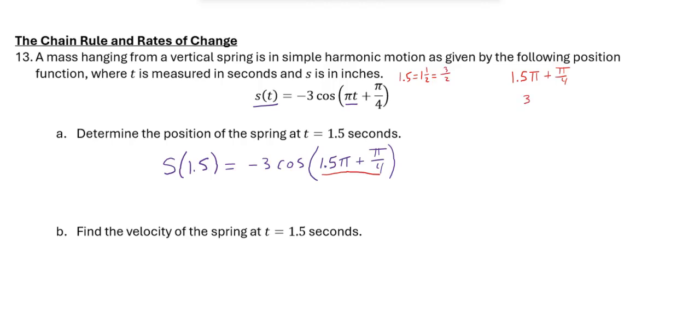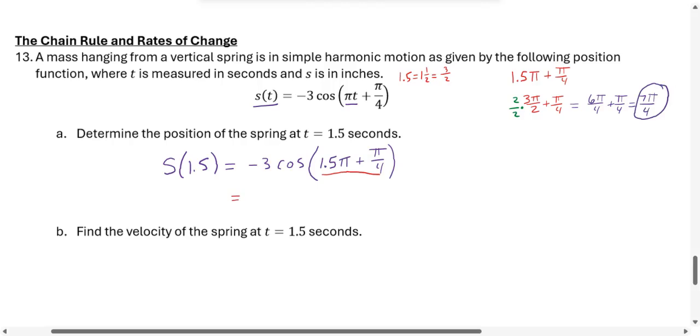So maybe it's better to think of this as 3 pi over 2 plus pi over 4. Now we don't have a common denominator, but the least common denominator is 4, so I can multiply this one by 2 over 2, and that will give me 6 pi over 4 plus pi over 4 is 7 pi over 4. We're going to use that for the remainder of the problem. So we can go back over here and go, oh, it's just negative 3 cosine of 7 pi over 4.